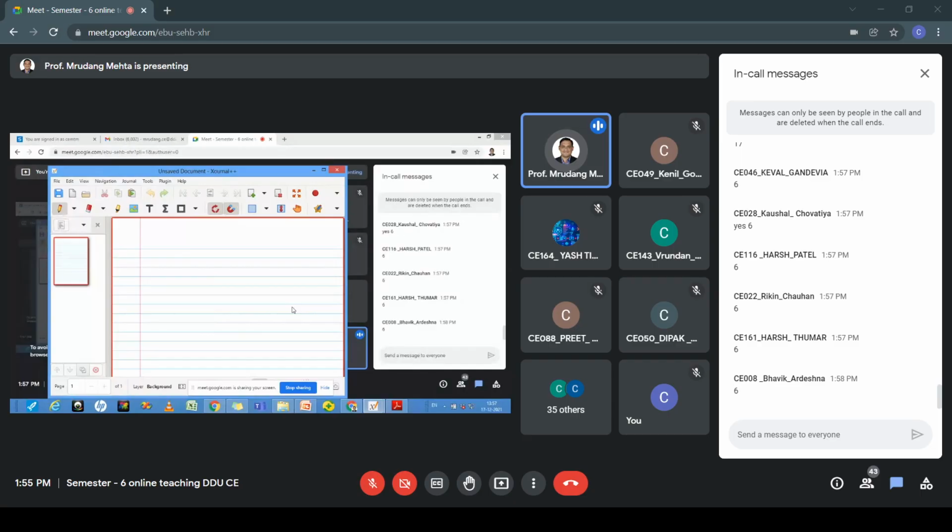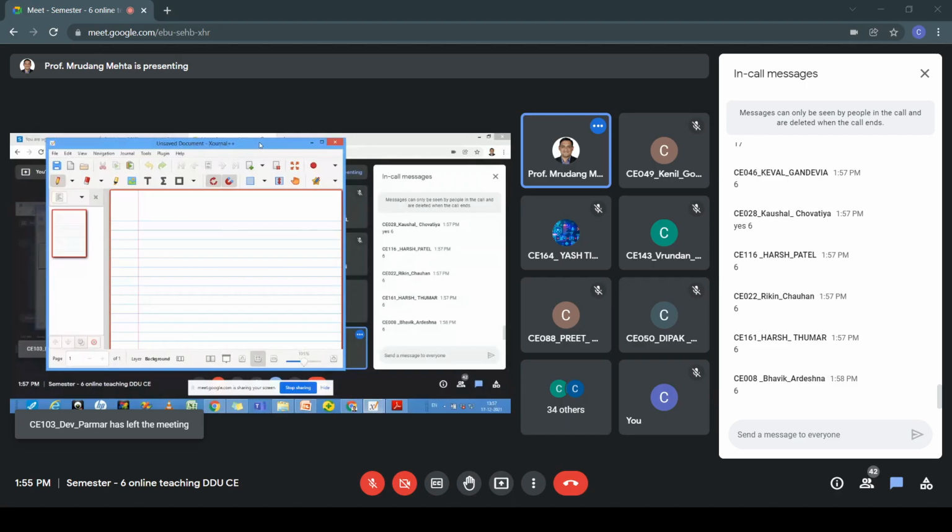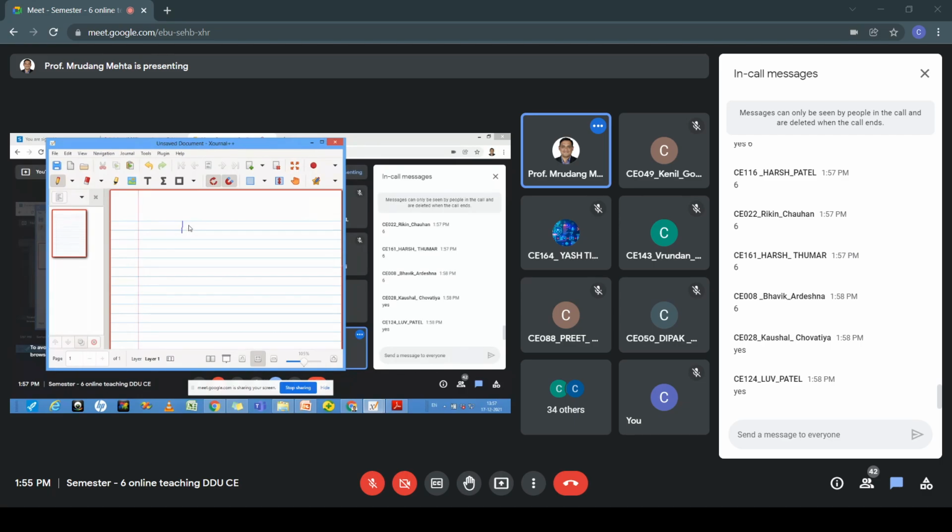Can you see the screen now? Can you see this pen and notepad which I am using? Okay.